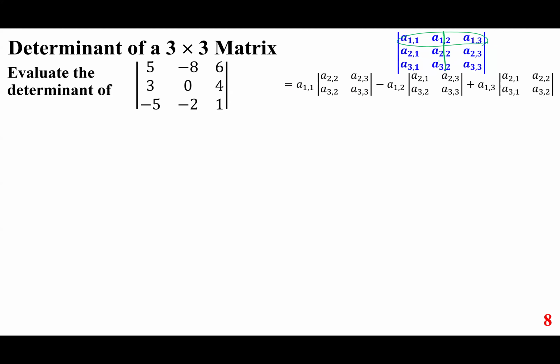Now, for the second one, we drop this and we change the sign. They alternate. This has a positive sign, negative sign, positive sign. So for this one, A12 and negative times, look, A21, A23, A31, A33, and the last one is you drop this one and this is what's left. That's how you do that. Okay, let me actually show you that one also.